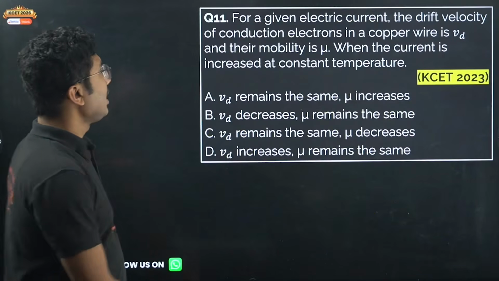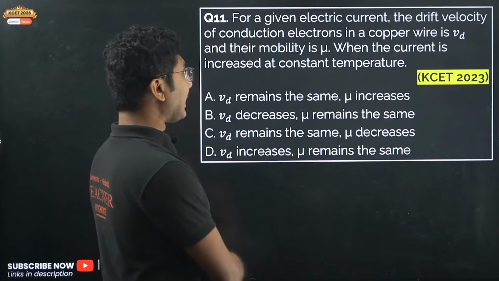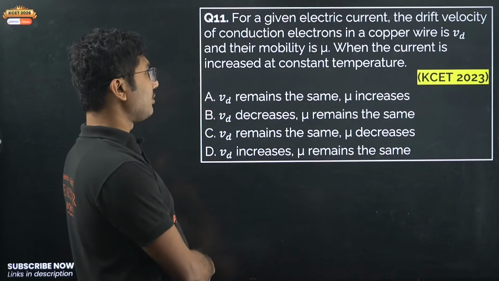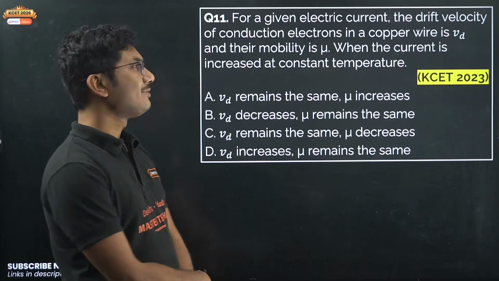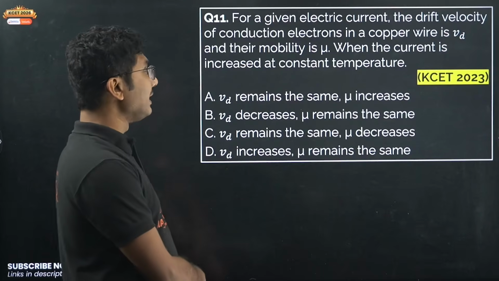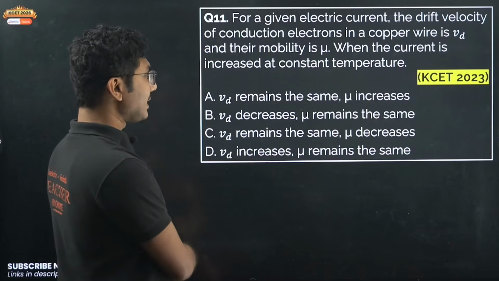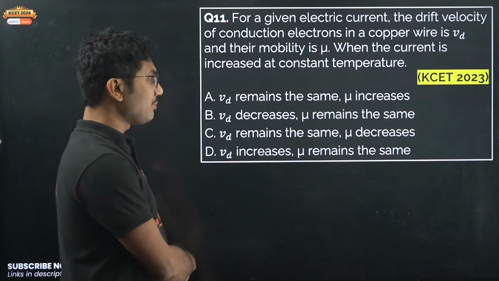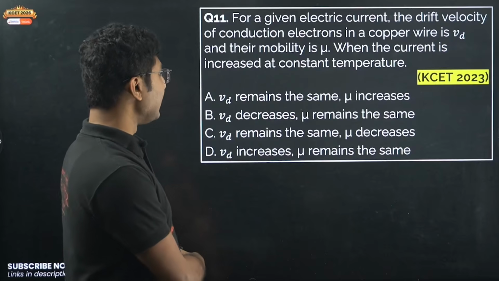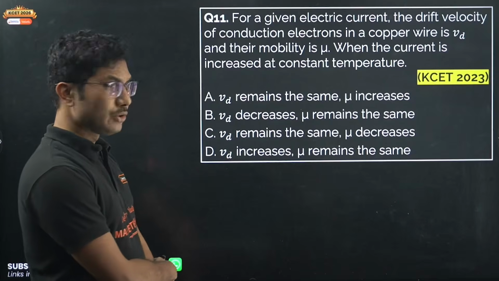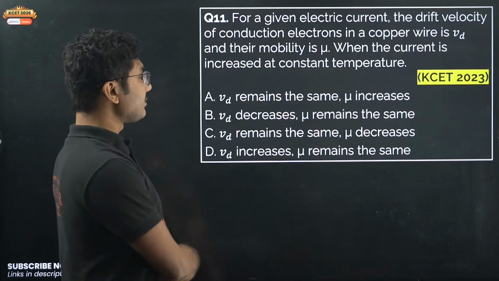Next question, for the given electric current, the drift velocity of conduction electrons in a copper wire is Vd and their mobility is mu. When the current is increased at constant temperature: Vd remains the same, mu increases; Vd decreases, mu remains the same; Vd remains the same, mu decreases; Vd increases, mu remains the same.